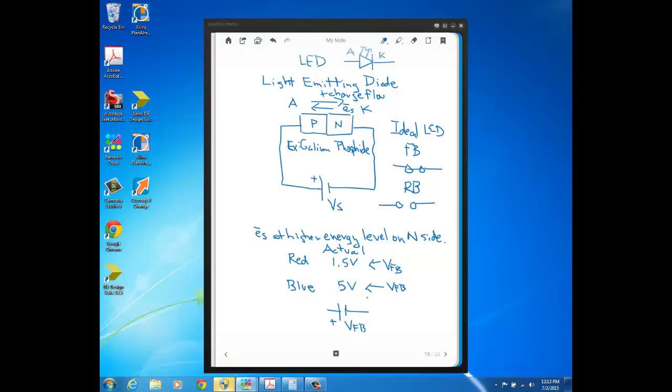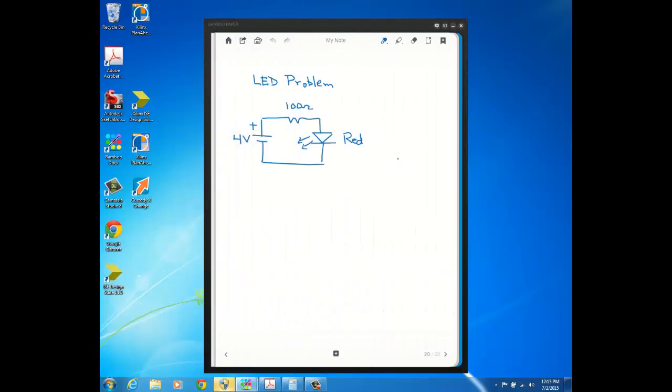So a quick example: let's say we have this circuit where we have a 4-volt source and a 100 ohm resistor in series with the red LED. It should be clear to you that this is forward bias, right? And current's going to flow like this, because current flows anode to cathode as the current flows plus to minus of the source. So this red LED will be forward bias.